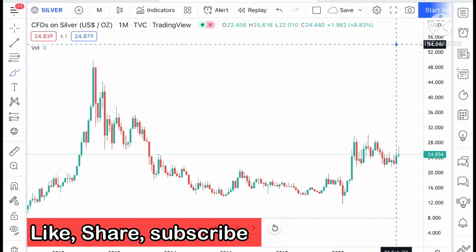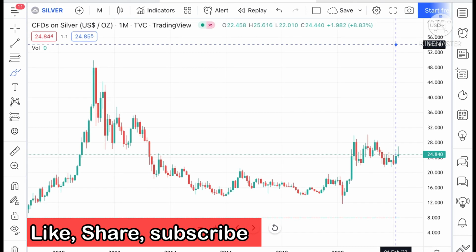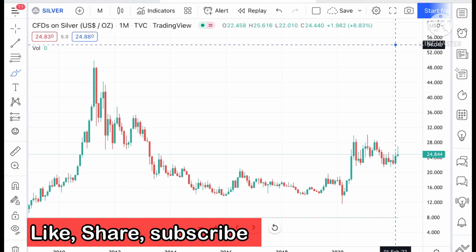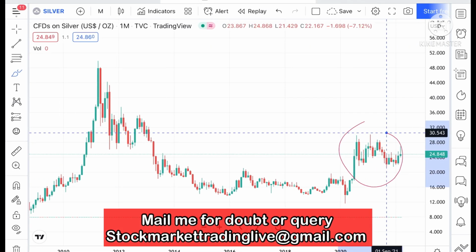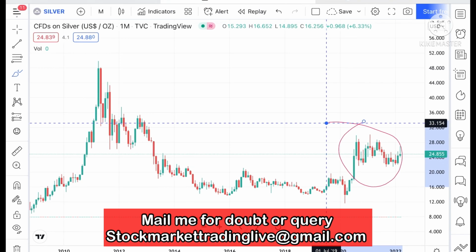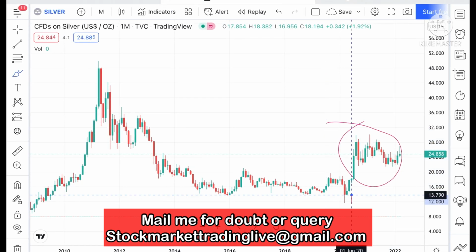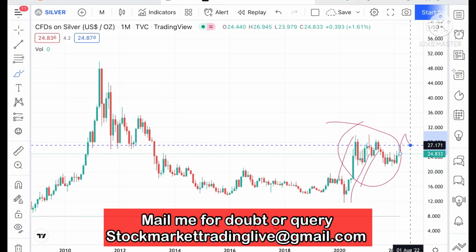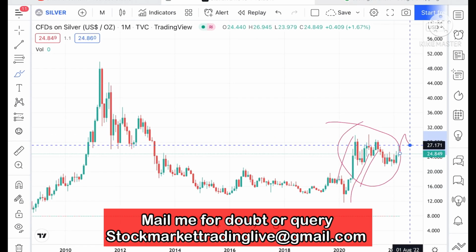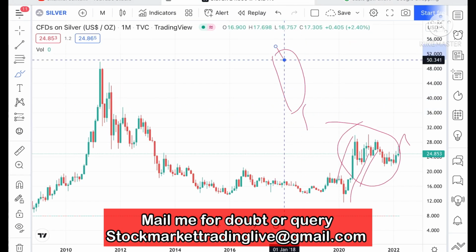See, if you look at the chart of silver, you can see that the price of silver is currently trading at around 24.844. Okay, and now looking at the chart, you can see this is the particular range where we have seen silver moving. Because of the war, the price suddenly spiked and made a high of around 27.171, and after that it is continuously on the downside.